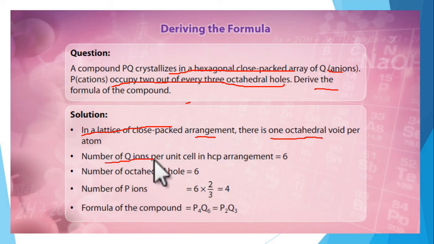Number of Q ions per unit cell in HCP arrangement is equal to 6. You should learn about that. HCP, CCP have total number of atoms equal to 6. Number of octahedral holes is also 6 because octahedral holes are equal to number of atoms. So number of P ions, that is cations, is equal to 6 multiplied by 2/3, that is 4, but number of anions is equal to 6. So formula of the compound should be P4Q6. We can simplify the ratio. So overall formula is P2Q3.